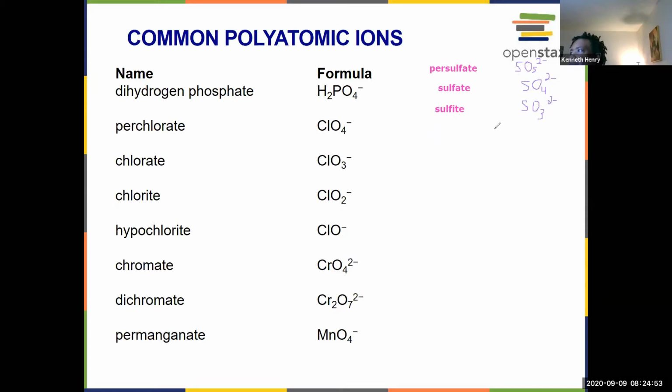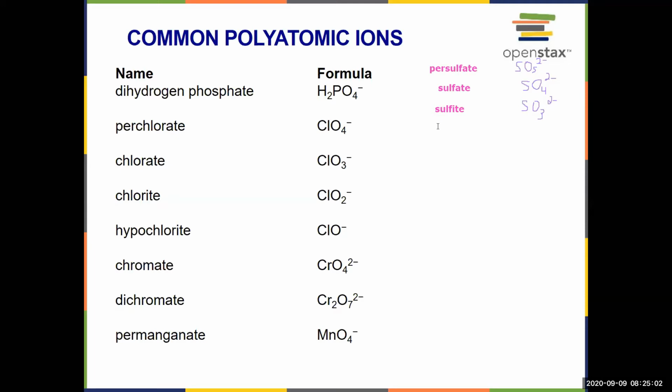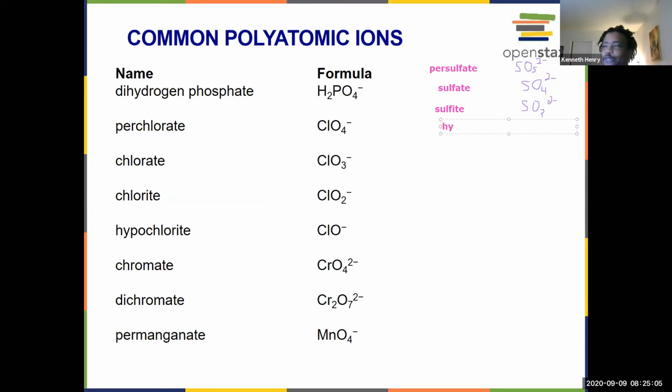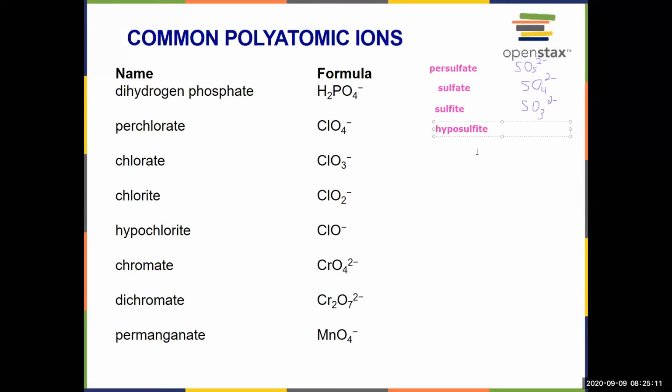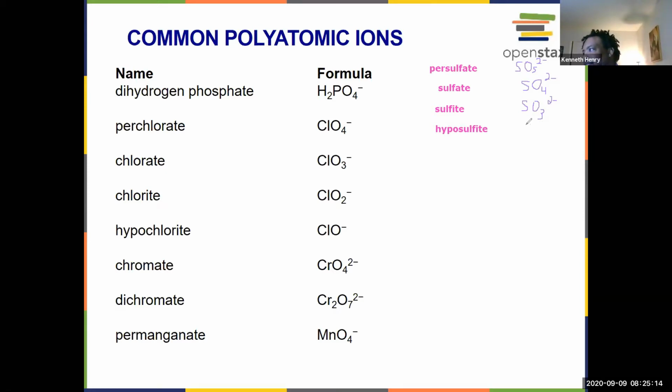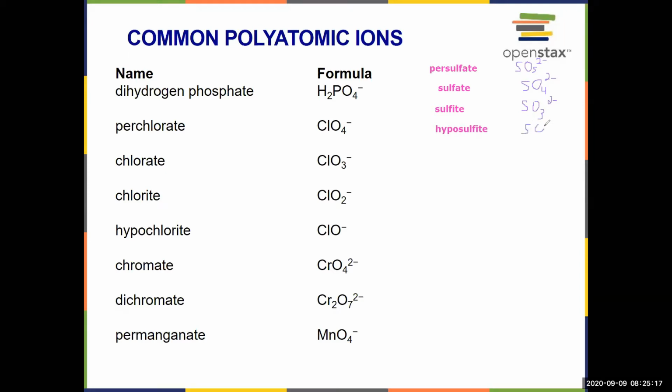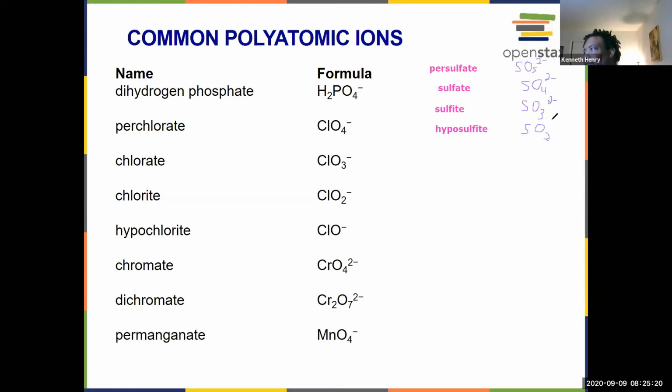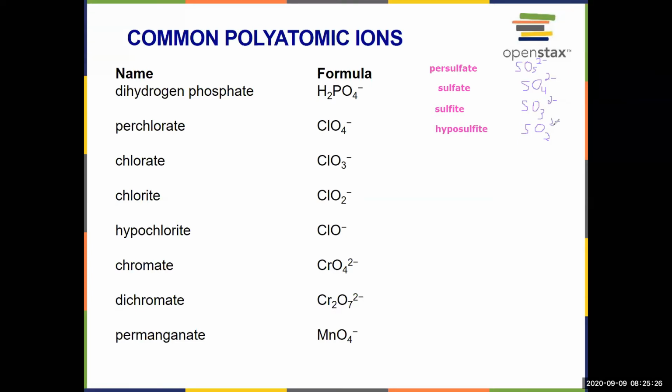And what about the one that has one less oxygen than sulfite? Hyposulfite. That one's hyposulfite. And remember, it's ite instead of ate. So SO2 2 minus. Piece of cake? Yes. Kinda. Okay, I'm going to give you one more and we'll see how well you do.